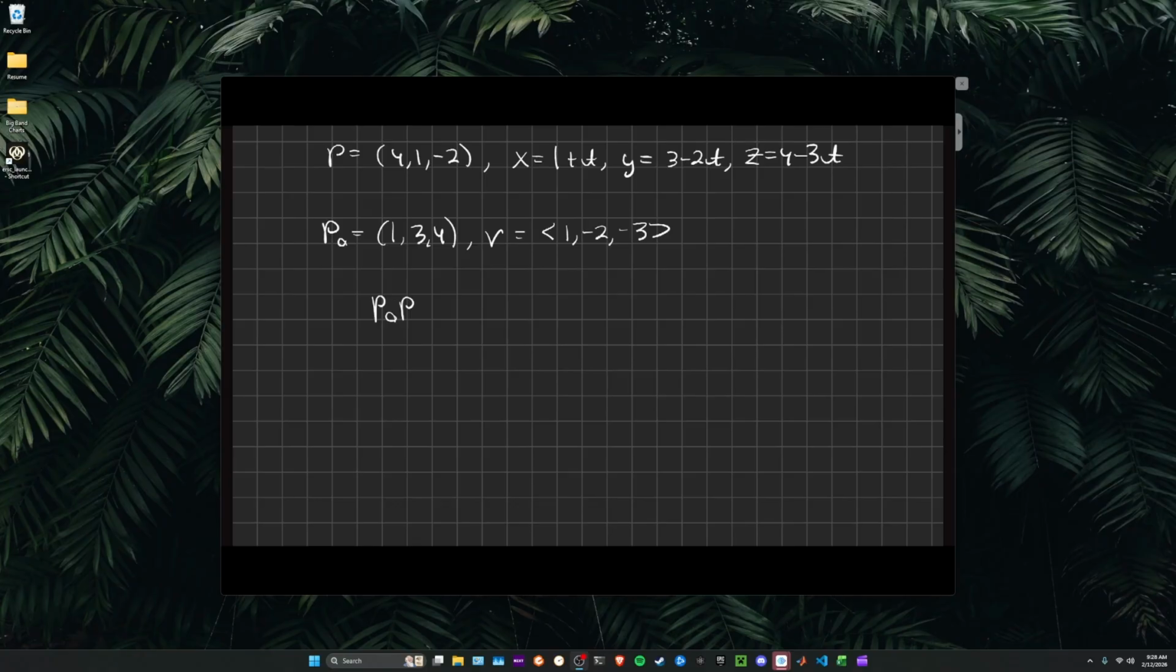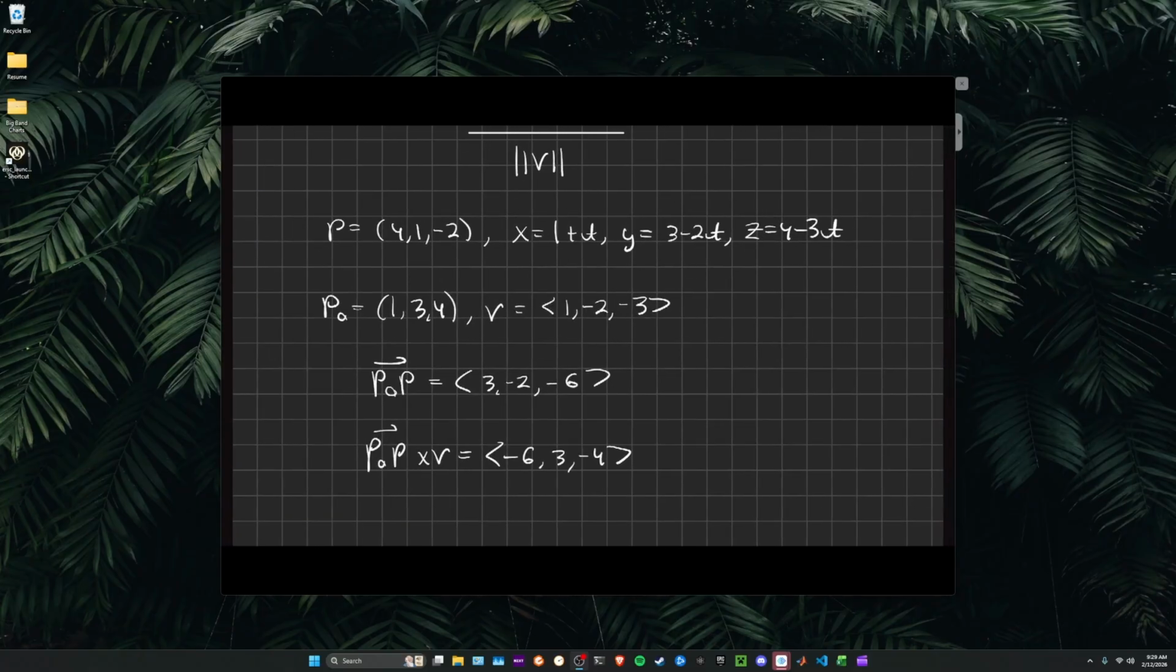Okay, so after we have the whole setup, we just need to know what P naught P is and what P naught P crossed with V is and the norm of V. So P naught P, the segment, is (3, -2, -6). Displacement. Okay, and then we can cross this with V. So P naught P crossed with V would be (-6, 3, -4). This is a simple enough example to where you could probably just use the algebraic definition, but you can use the determinant definition, which I'll go over in some examples later.